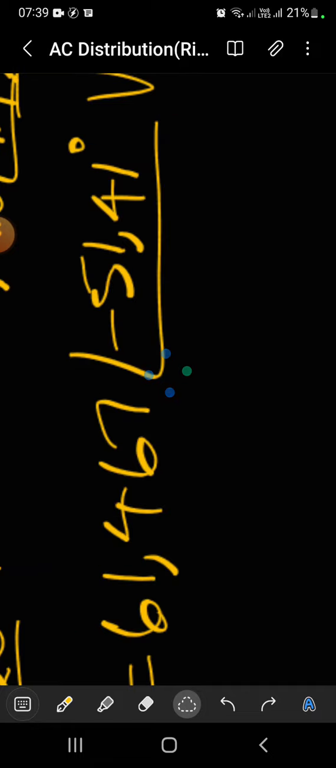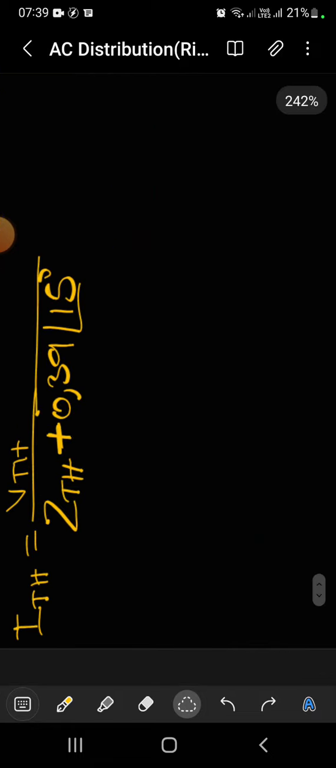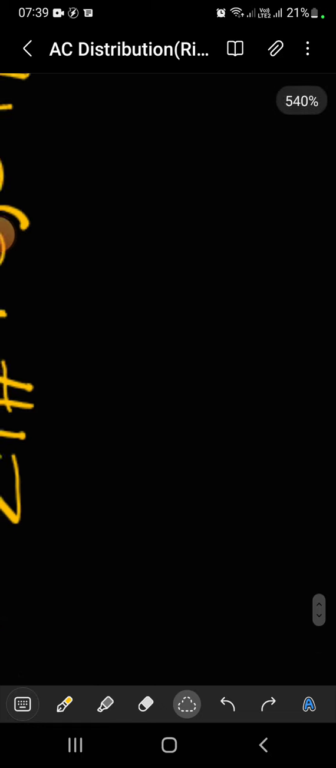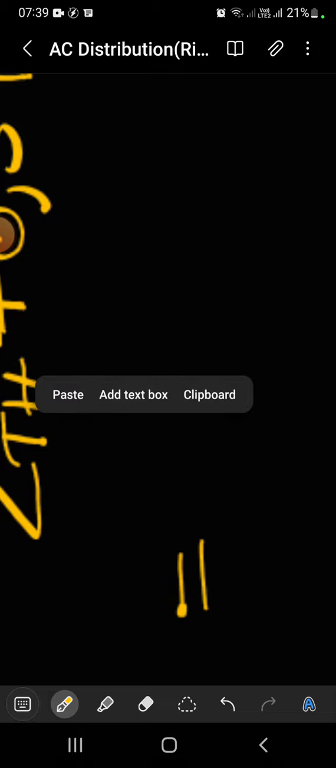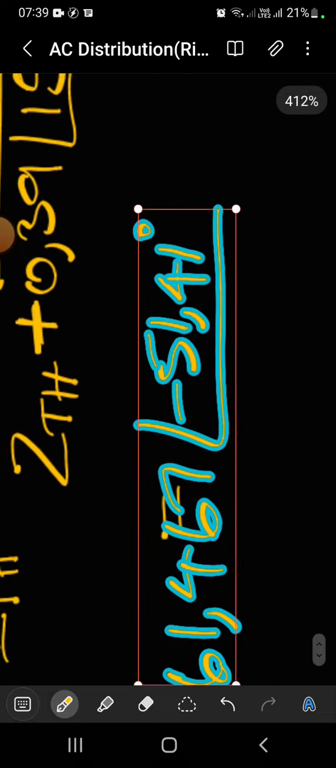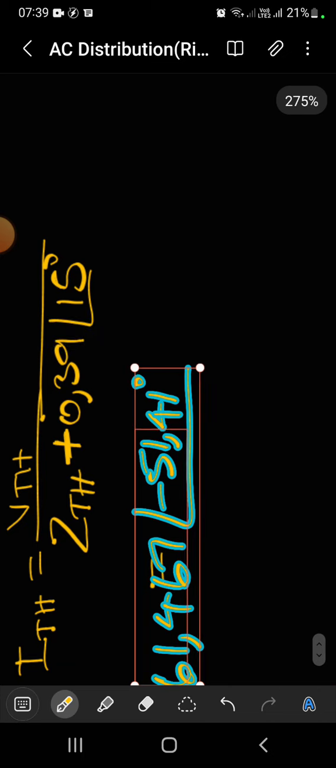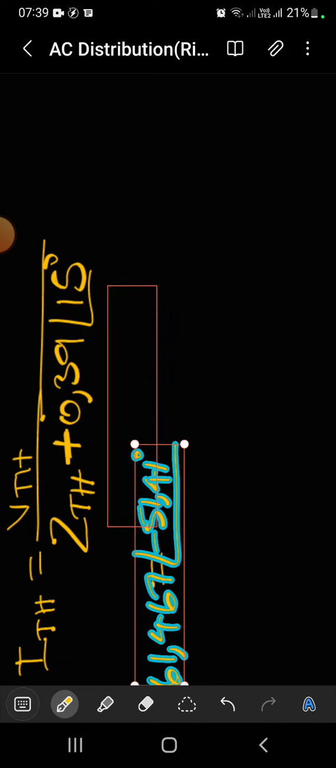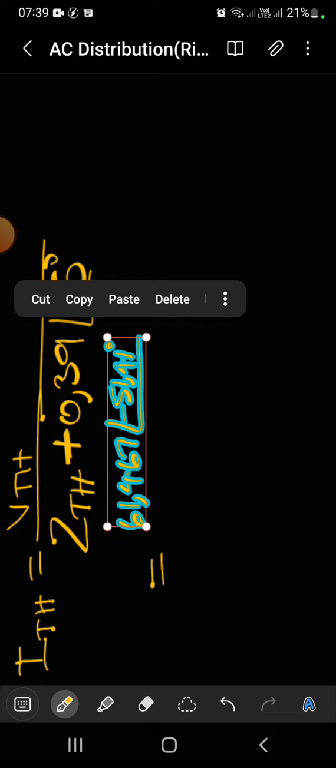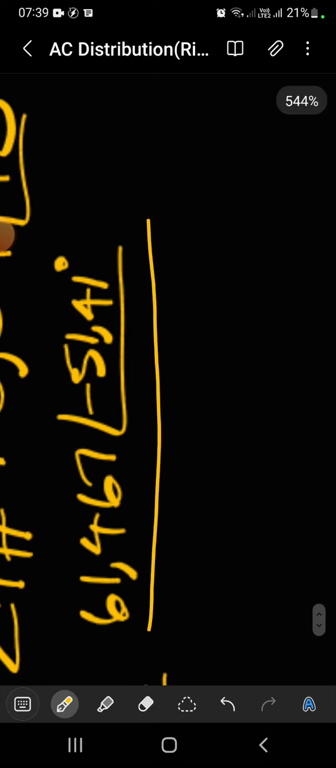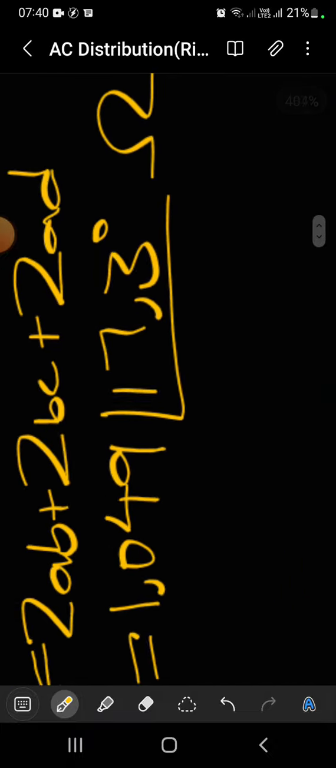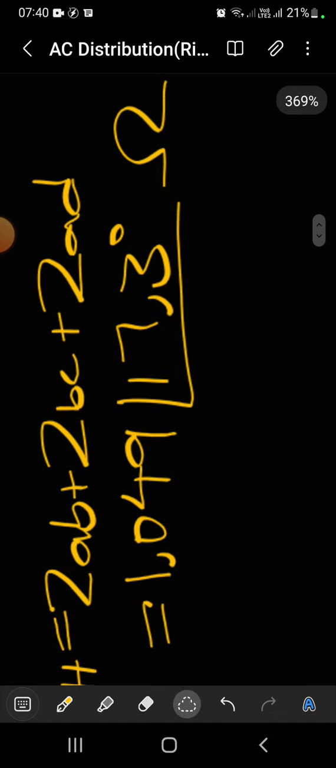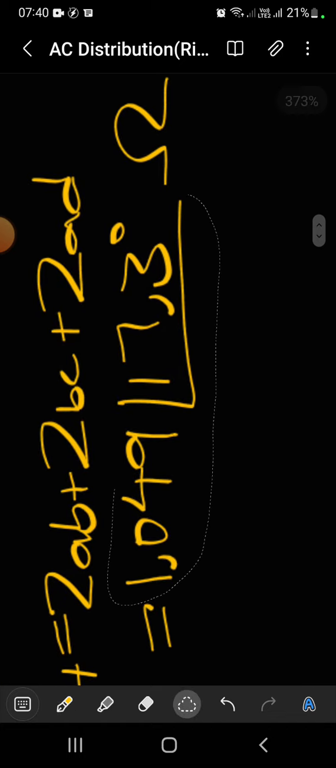Copy. Paste. Cool. And then your Z Thevenin is 1 comma something. There it is. I'm going to also take it as it is.